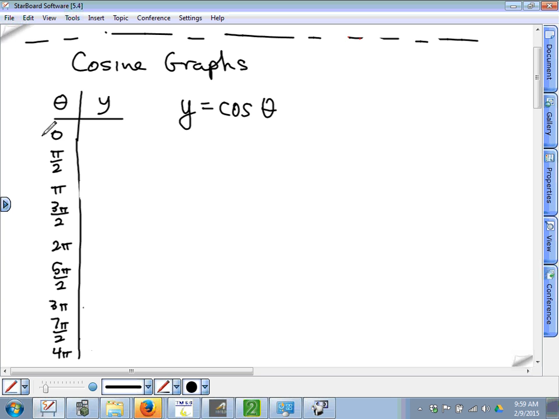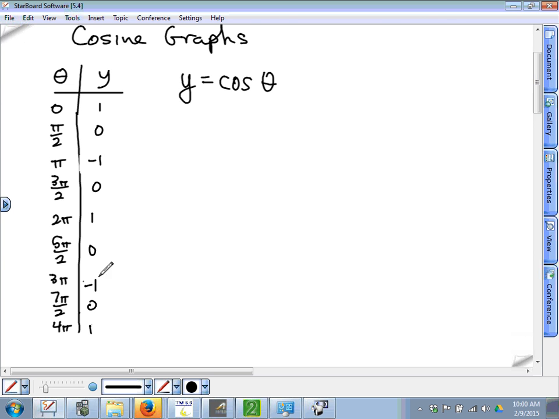Remember, cosine is equal to x values on the unit circle. So go to 0 and tell me the x value. The x value at 0 radians is 1. Now go up to pi halves. Tell me the x value. Now go to pi and tell me the x value. Now go to 3 pi halves. And then go to 2 pi. Do you see a similar pattern here as with sine? If you went one more time around the unit circle, it would just be 0, -1, 0, and 1.